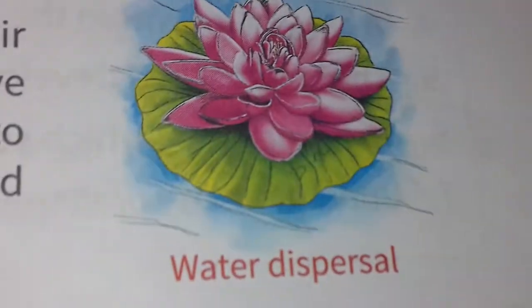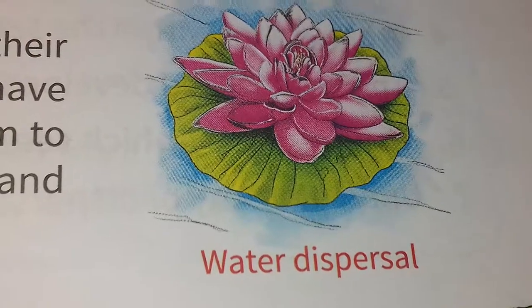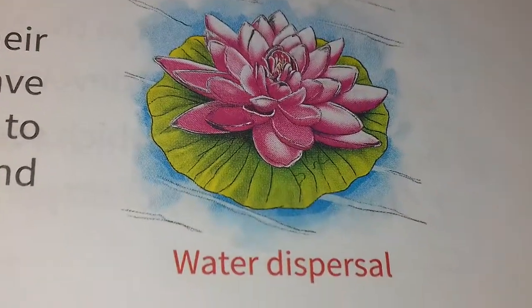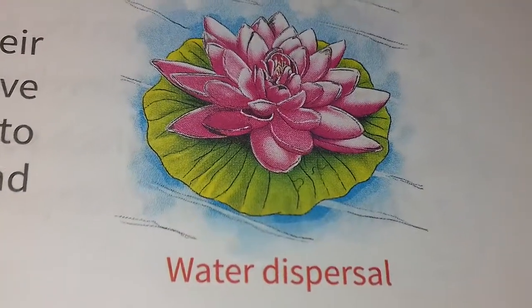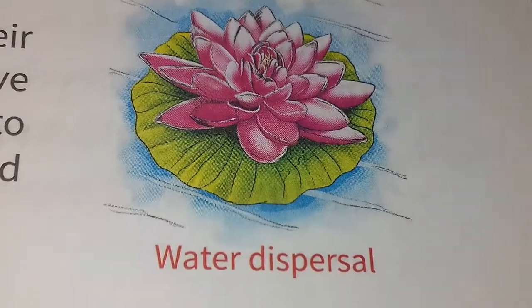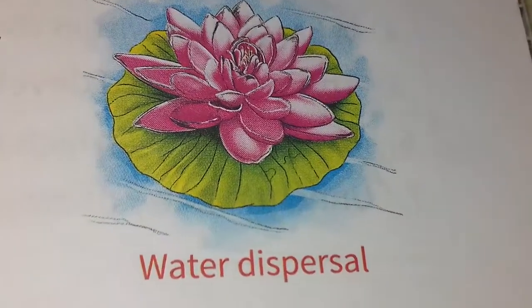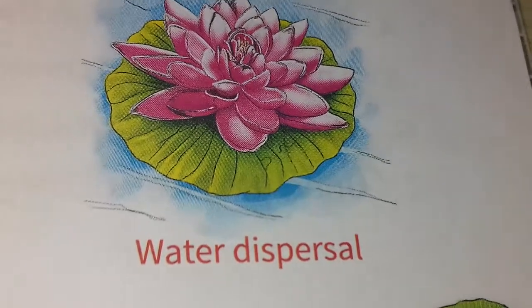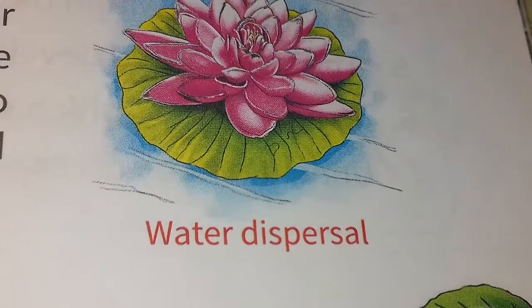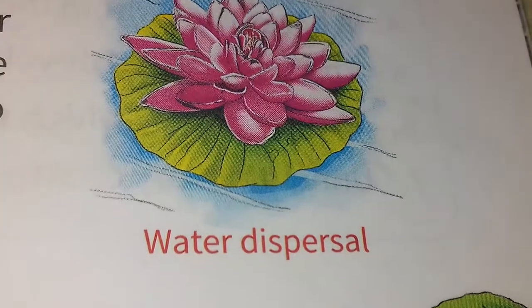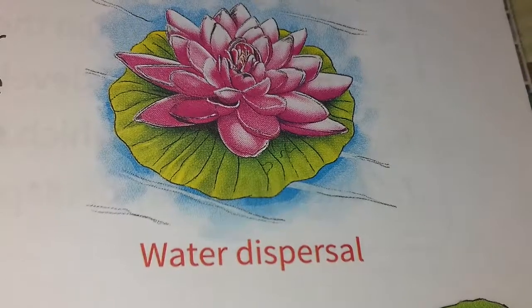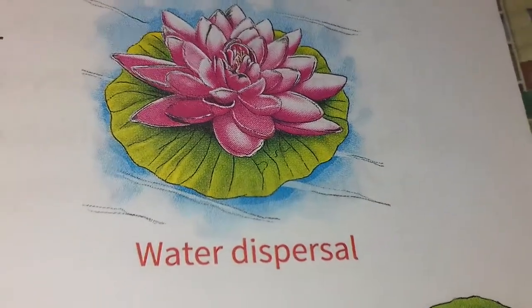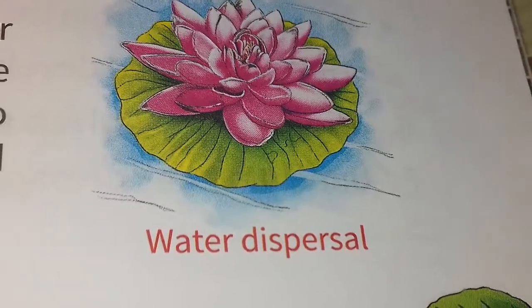Now, I am telling you about water dispersal. Dispersal by water. Coconut and water lily have seeds that are dispersed by water. These seeds have a covering that traps air. For what? Because air helps the seeds to float in water. The air in the seed helps it to float in water and keeps the seeds dry.